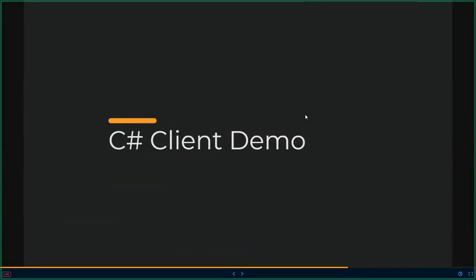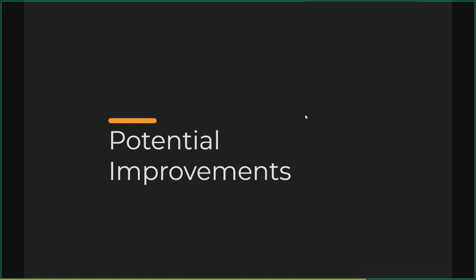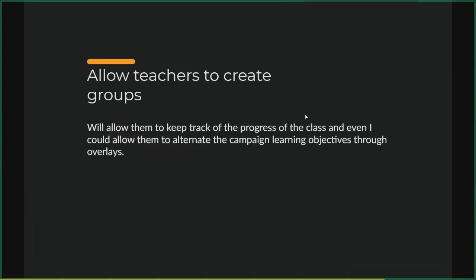All right, I'm going to go to the last part, which is just making references to some potential improvements that I could do. For example, I want to allow teachers to create groups. A teacher should be able to create a group and then add players to that group, all their students, and that will allow them to keep track of the progress of the class. I could even allow the teacher to alter the campaign learning objectives in case they want to adapt the difficulty based on the class. That's a cool feature I can implement with PlayFab, and I can do it fairly quickly because PlayFab gives me all the tools I need, like the group capacity and that shared environment where a teacher can share data with the students.